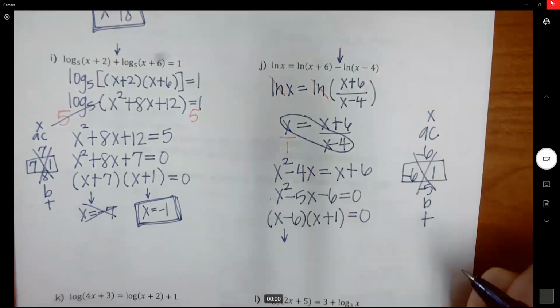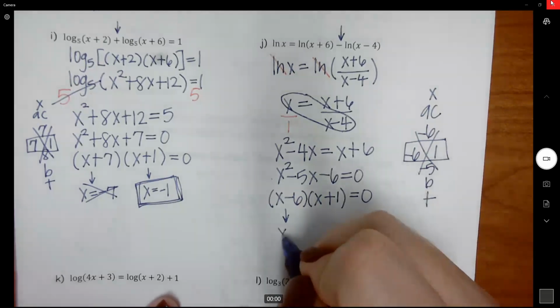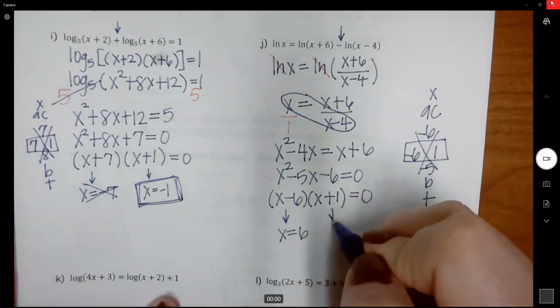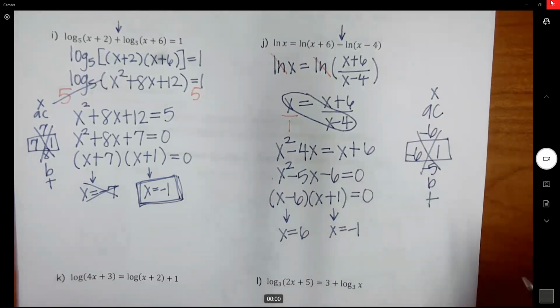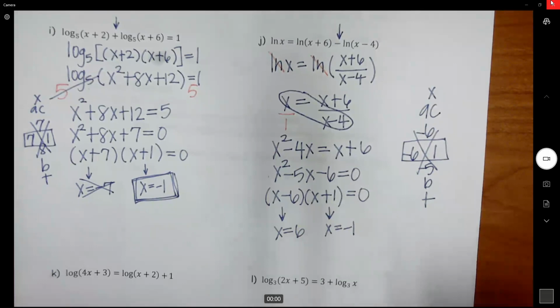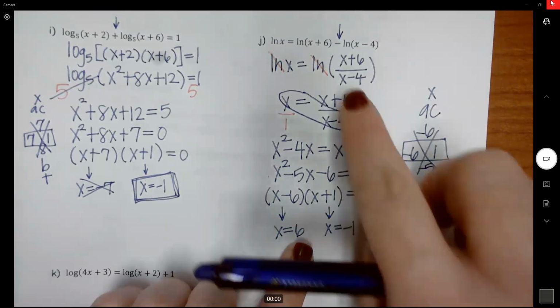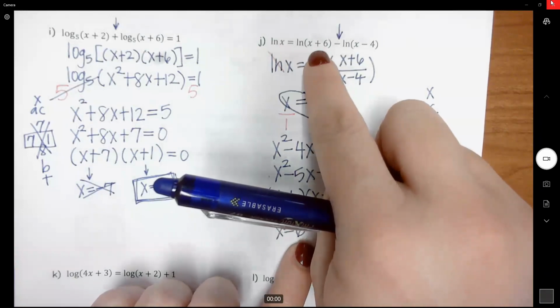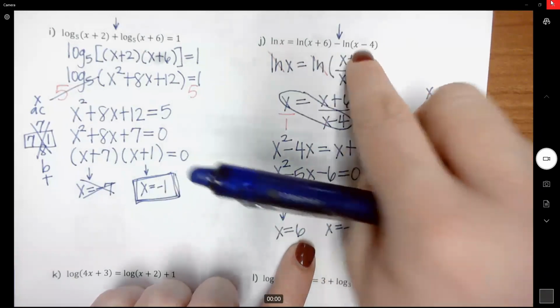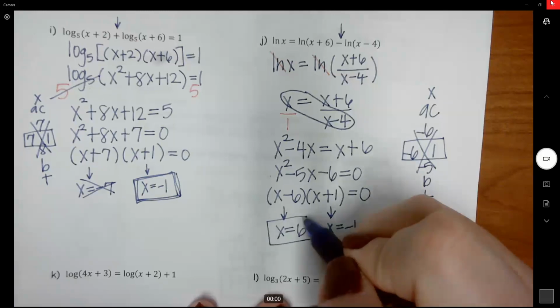When I set this equal to 0, we get x equals 6. And when I set this equal to 0, we get x equals -1. So plug them in and see if they work. When you plug in 6, you get the natural log of 6, that's good. Here you get the natural log of 12, that's good. And here you get the natural log of 2. So this is an answer.